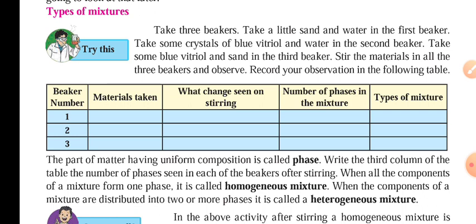When we talk about the first case where we added salt, we cannot make a difference between the salt and the water. Salt is completely dissolved in the water. And this kind of mixture is called a homogeneous mixture, where we cannot make a difference between the constituents.